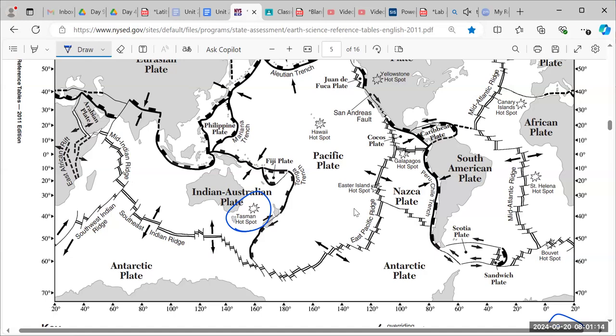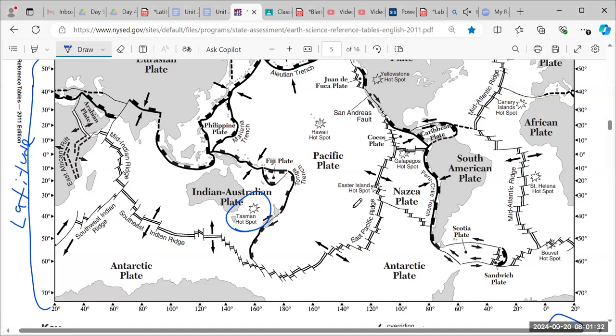So number one, I'm gonna look at the latitude, right? Remember these numbers here? These are my latitude.